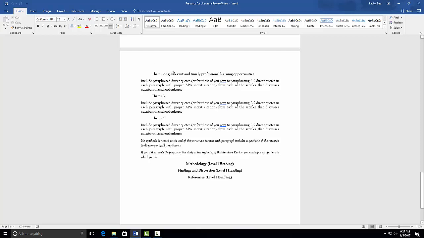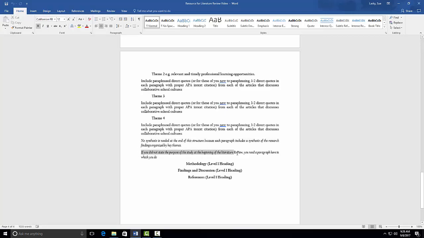Theme 2, relevant and timely professional learning opportunities. And you guys can paraphrase these themes for your own papers, okay? Notice that the structure is the same for each theme. I stopped at theme 4 because it didn't seem like I needed to continue going on. You may have 6 paragraphs as with the other, okay? With this particular structure, no synthesis is needed at the end because in each paragraph you've synthesized the research findings by the key themes.